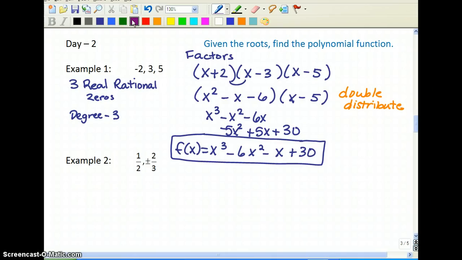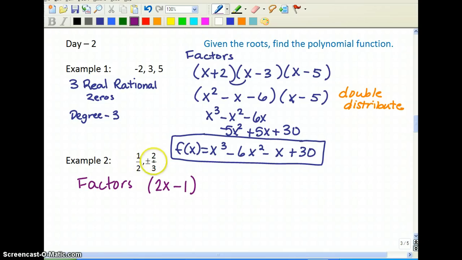Alright, a little bit harder. What happens when they give you fractions? Well, you have to remember how to make those factors. So what are the factors if 1/2 is an answer? Well, you have to remember that that's 2x minus 1. Think about that. That's 1/2 is the answer. So you have to be able to make those backwards.